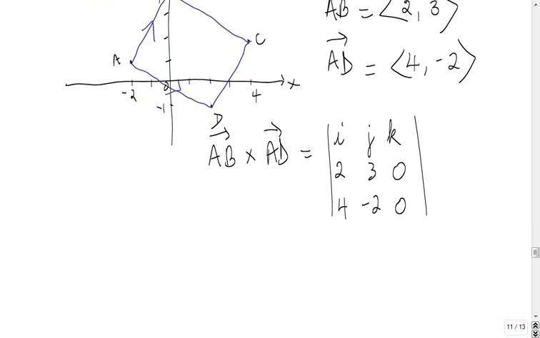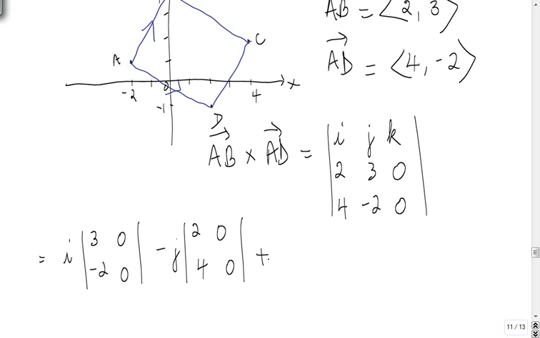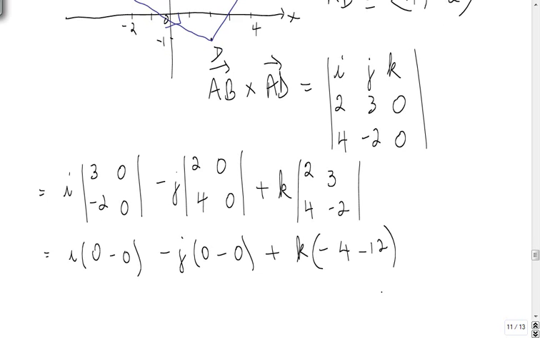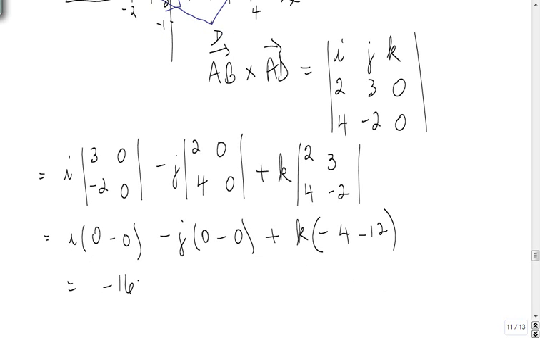Okay, so let's calculate that now. This is equal to I times the determinant of (3, 0; -2, 0), minus J times the determinant of (2, 0; 4, 0), plus K times the determinant of (2, 3; 4, -2). This is I times 0 minus 0, minus J times 0 minus 0, plus K times -4 minus 12, which works out to be -16K.